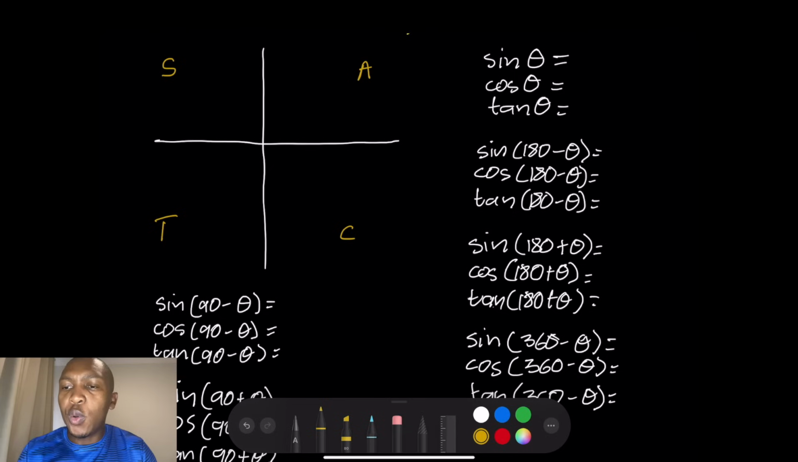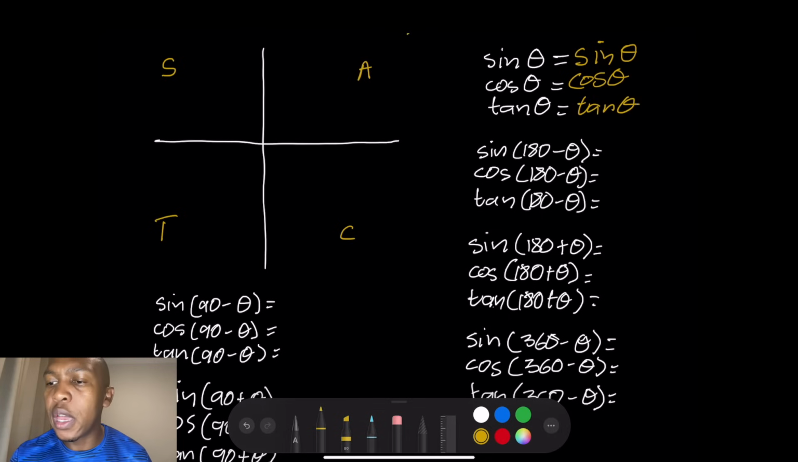So in this case, when we look at sine of theta, cos of theta and tan of theta, all of those are positive, and nothing changes about that. So sine of theta is equal to sine of theta. Nothing changes about all of those ratios. Sine of theta just remains that because all of them are positive. Cos of theta remains exactly that, the cos of theta, and that becomes also tan of theta.